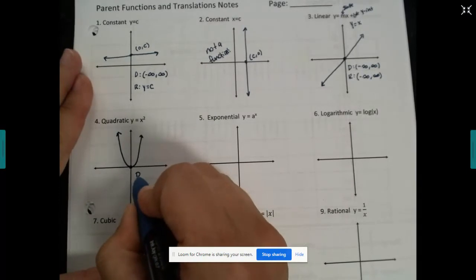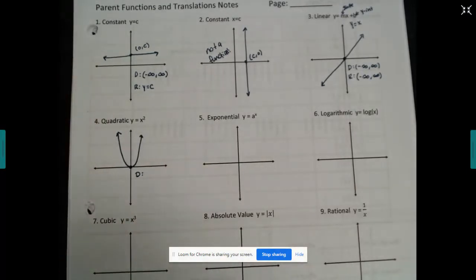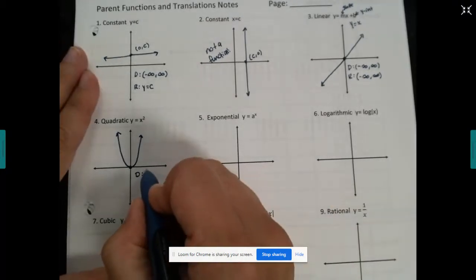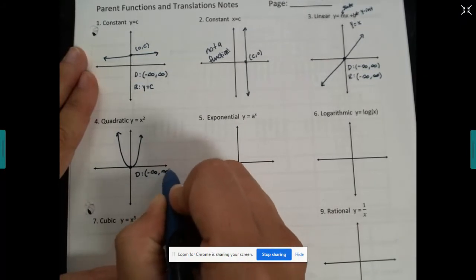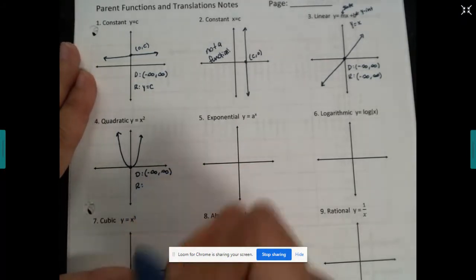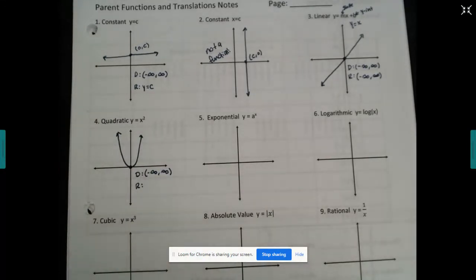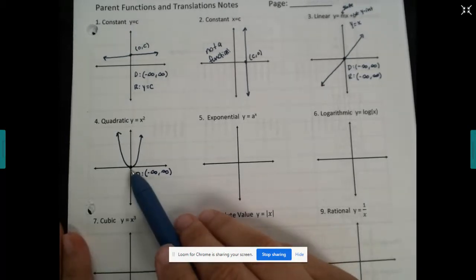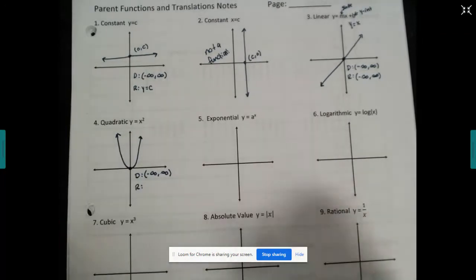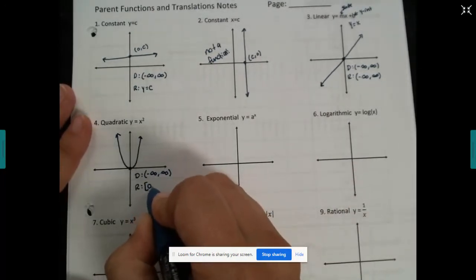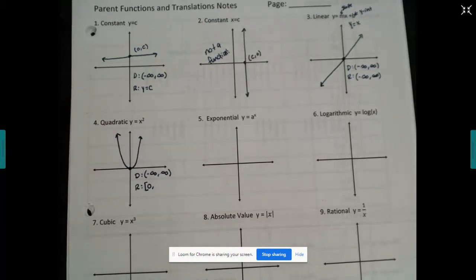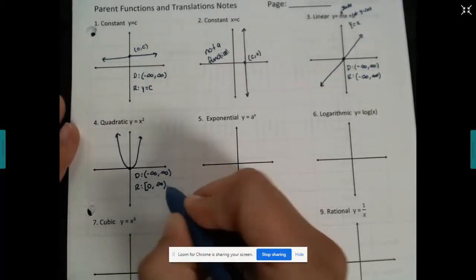And then for a parabola, your domain is always negative infinity to infinity. Whether it's opening up or it's opening down, it's forever to the left and forever to the right. But if we look at the range, how far down does the graph go? What's the lowest that it can be? Yeah, so right here, my vertex, which is at 0. So we want to bracket because it's at 0. But then it goes up forever. So infinity.